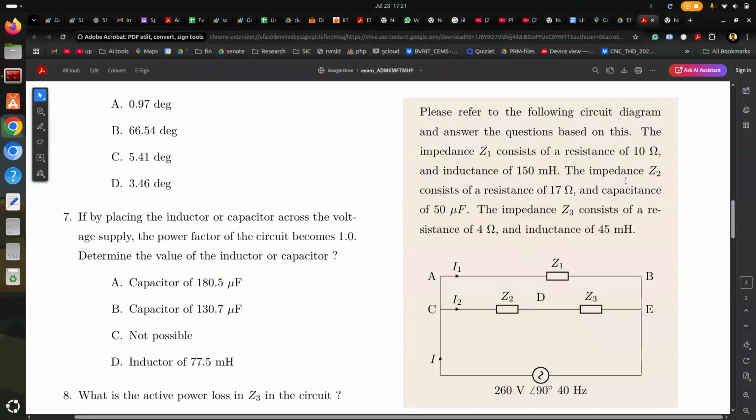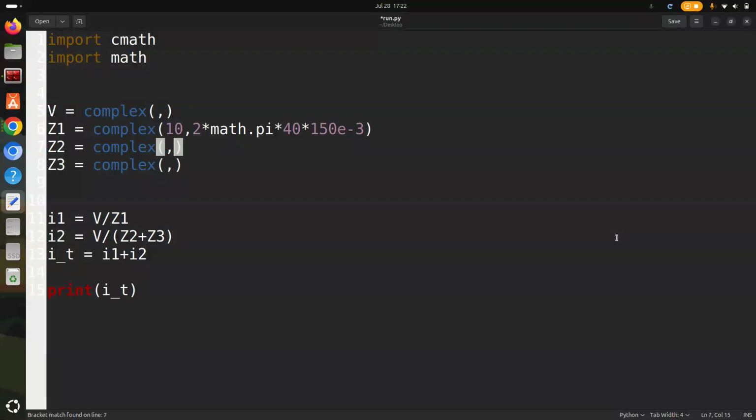So what is Z2? Z2 has a capacitance, so we'll postpone it for a little. Z3 consists of 4 ohms and 45 millihenry. So here I'll make it 4 and 45. So 2 into pi into 40, where 40 is the frequency, and 45 is the 45 millihenry, right? So E minus 3. So this is the definition of Z3.